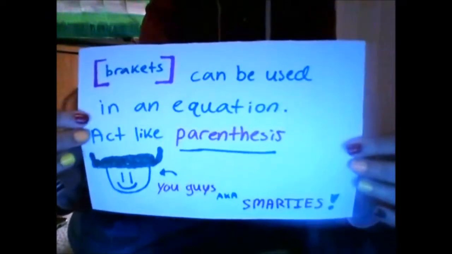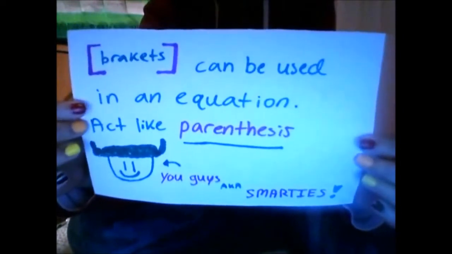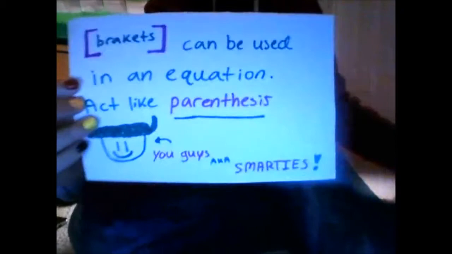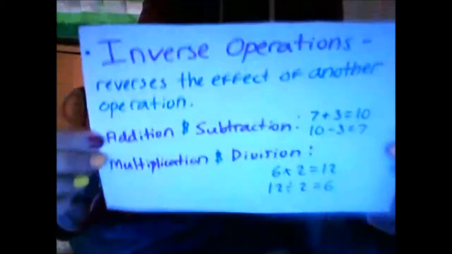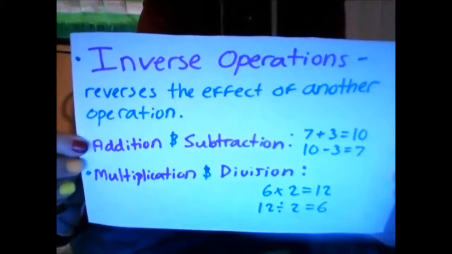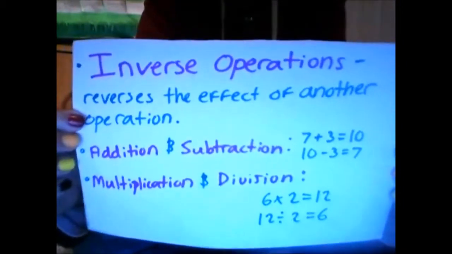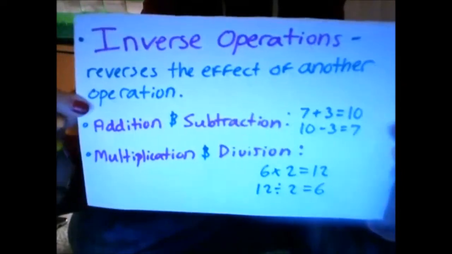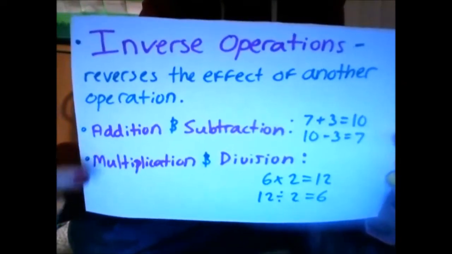Brackets can also be used in an equation. They act similar to parentheses. Addition and subtraction are inverse operations. So if I added 7 plus 3 to get 10, I could subtract 3 from 10 to get 7 again. This also works with multiplication and division. 6 times 2 equals 12, while 12 divided by 2 will get me back to 6.